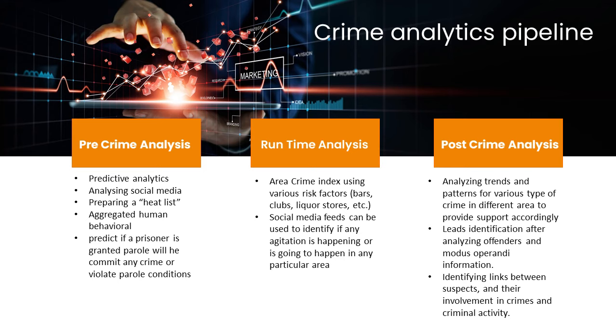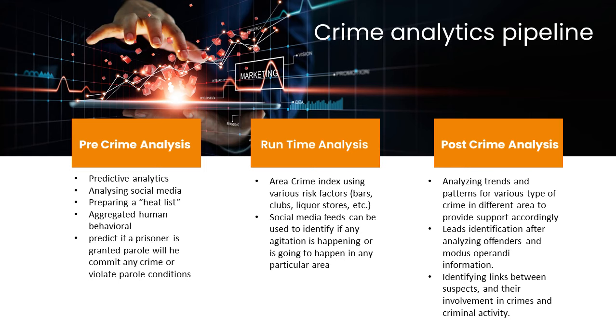Under pre-crime analysis, mainly we are looking at early warning signals that our analysis reveals so that we can apprehend incidents like murder, larceny, theft, vehicle theft, and also prevent crimes. Particularly, we are looking at predictive analytics here. We are also looking at social media data and such things. We prepare a heat list of those zones which are highly vulnerable to crime. This is what we do in pre-crime analysis.